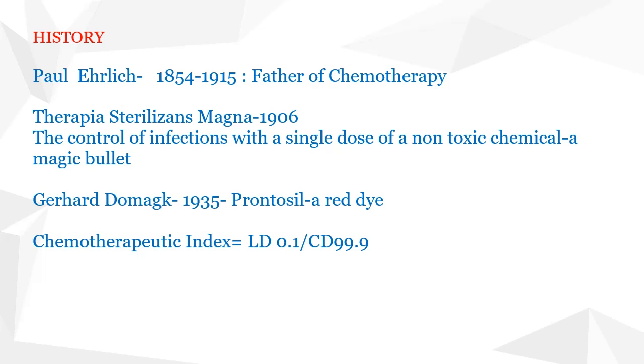Later on, Paul Ehrlich came up with a compendium called Therapia Sterilisans Magna, which offered a challenge to chemists for the control of infections with a single dose of a non-toxic chemical, which he called a magic bullet. He also synthesized hundreds of chemicals and tested them on laboratory animals, which were injected with pathogenic organisms.